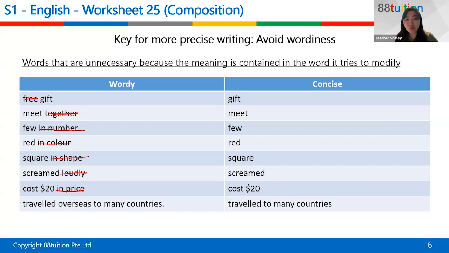Traveled overseas to many countries. Traveling to countries is already overseas, right? When we say we travel to many countries, of course, we are excluding Singapore. So you don't have to say travel overseas to many countries. The word overseas is actually redundant. Okay?